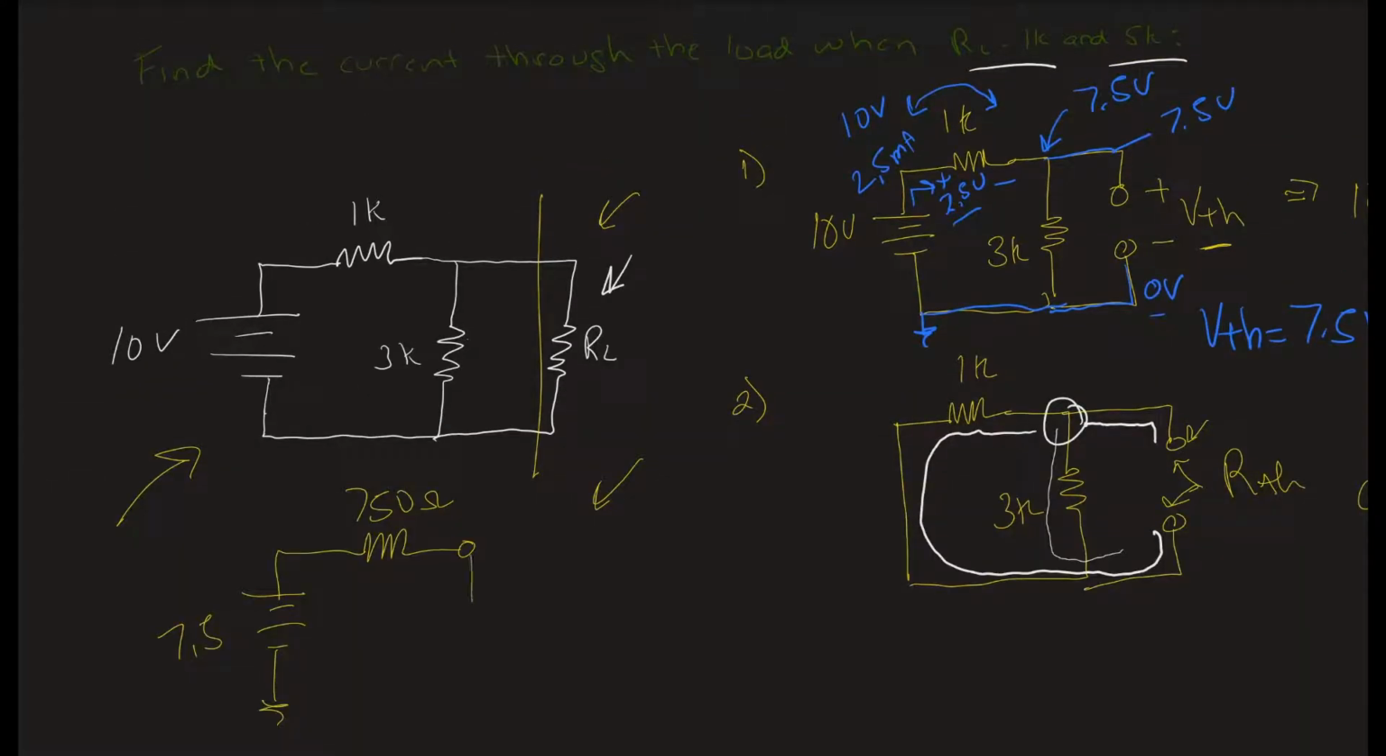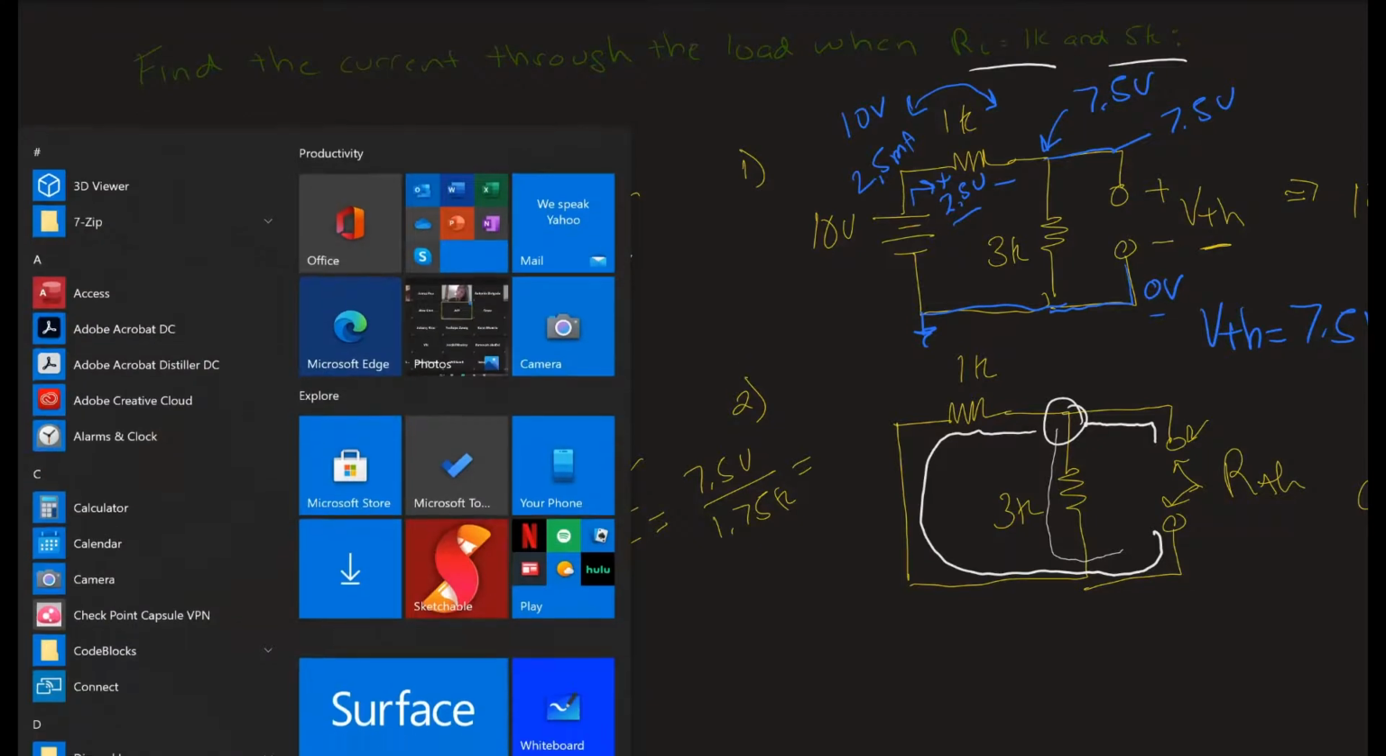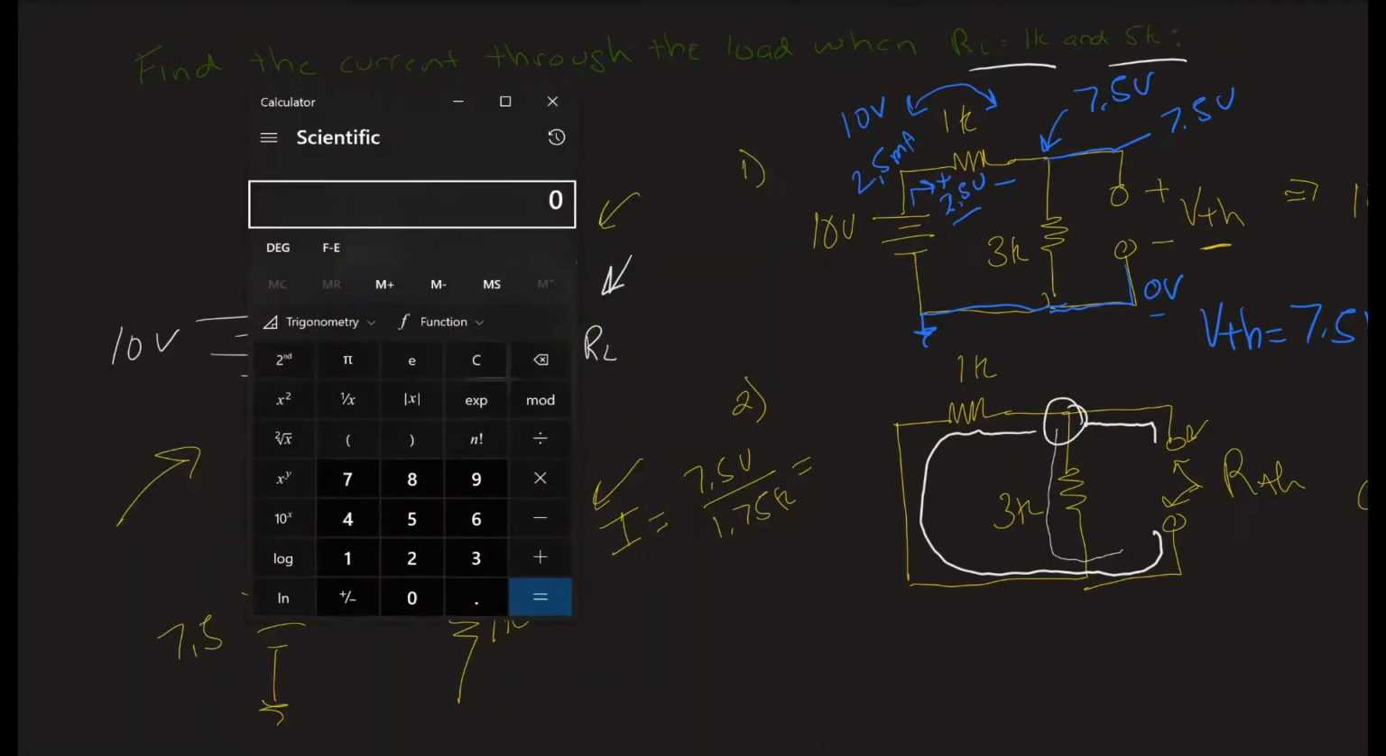Well, if our load is 1K, then that means our current would be 7.5 volts divided by these two right in series, so 1.75K. And if we do that, we get 7.5 volts divided by 1.75E3. And we get, looks like, 4.29 milliamps.